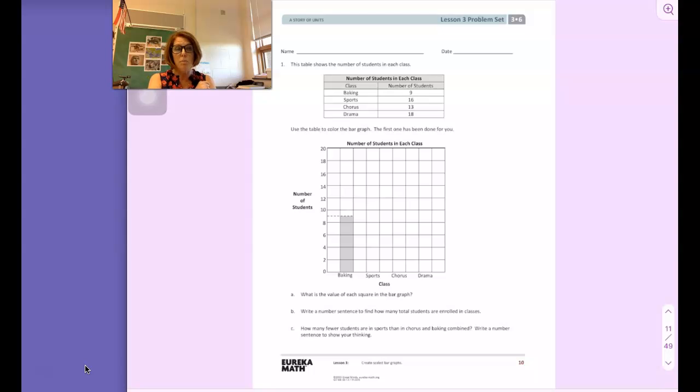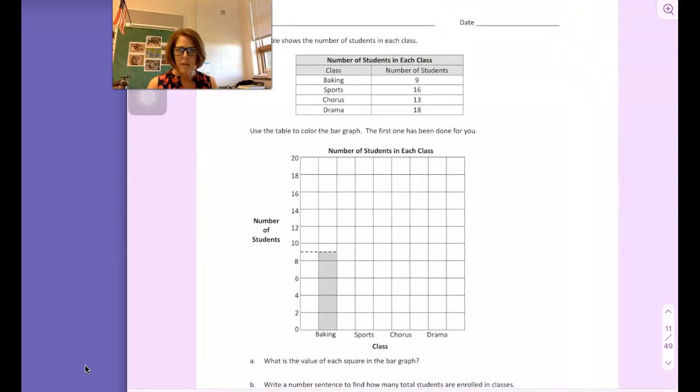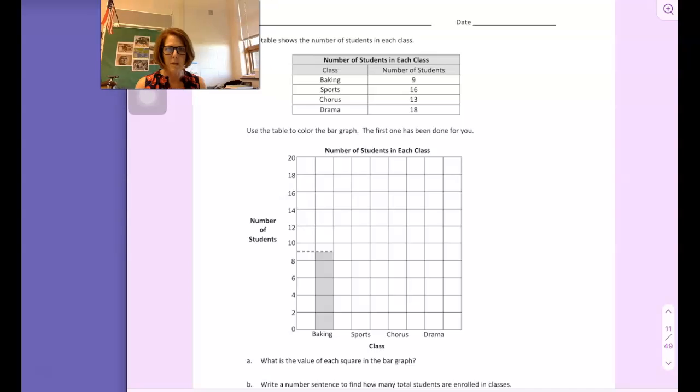It's kind of a long problem set, but we are going to go through all of it. And then you're going to do some homework problems to practice what we did. So let's get started here. I'm going to make this a little bit larger.